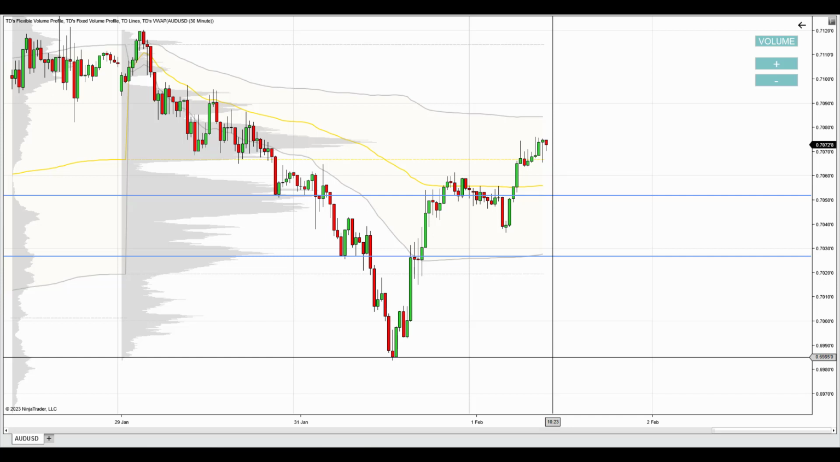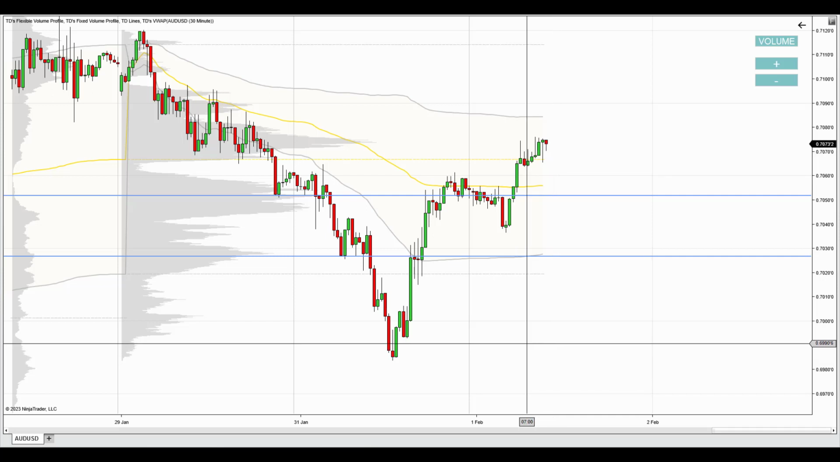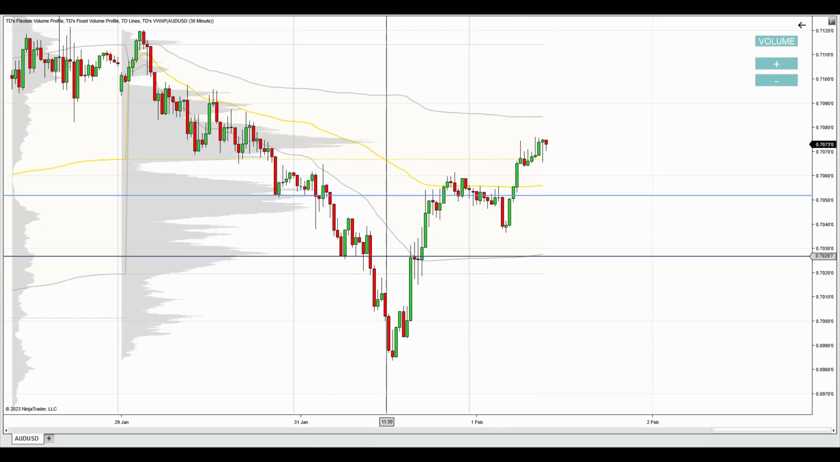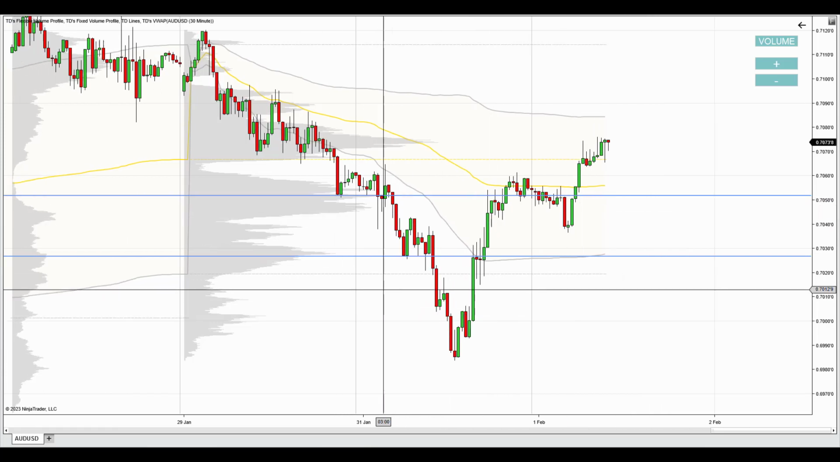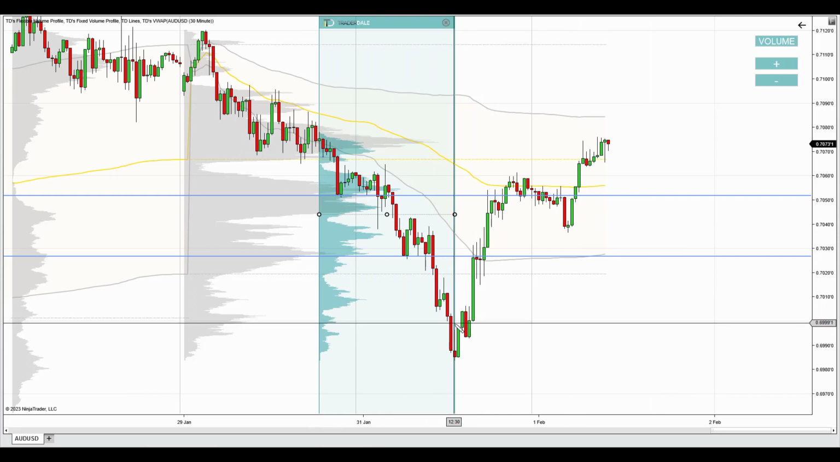The first one was in here at 0.7027. The second one was in here at 0.7052. Let me draw the volume profile over this area so you can see the distribution of volumes.